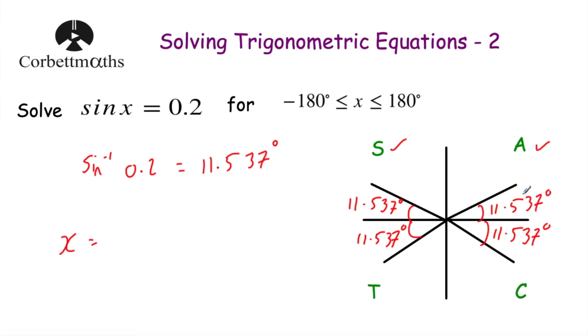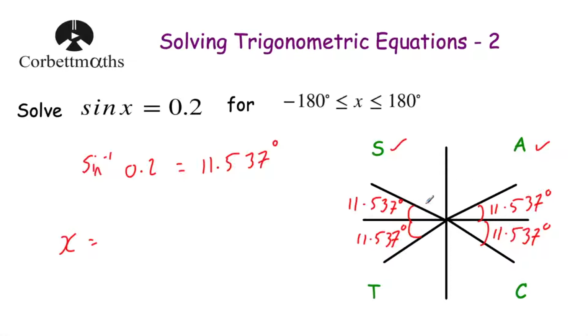degrees and we're going to go around now anti-clockwise to 180 degrees, and we're going to see if there's any solutions in those quadrants. And as you can see, yes, we've got our first solution and we've gone around 11.537 degrees. So that's our first solution, 11.537 degrees. And then if we go around, then we've got our next solution here.